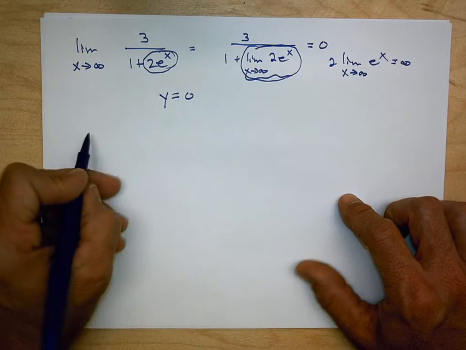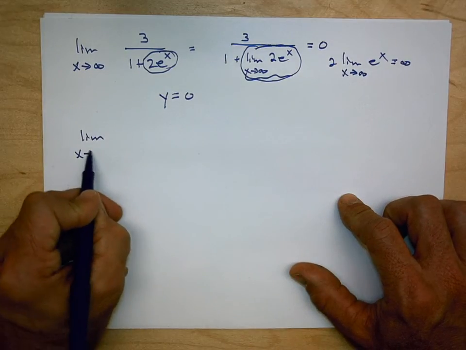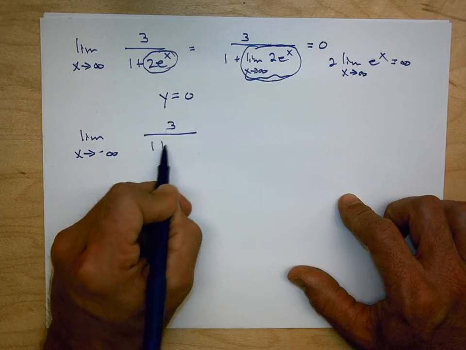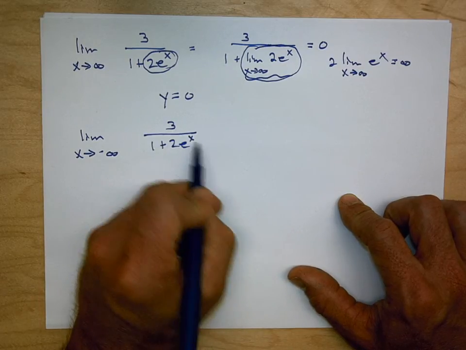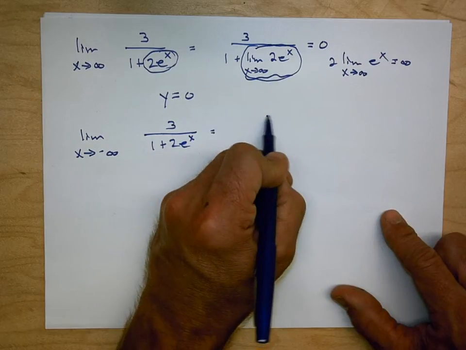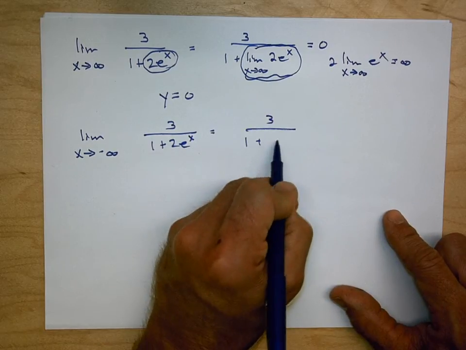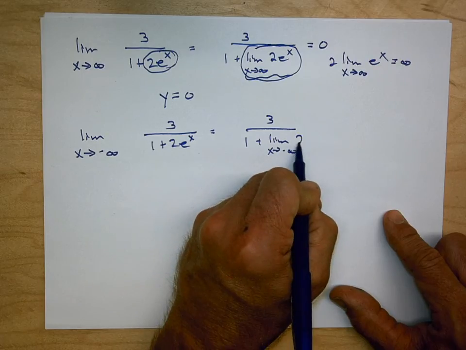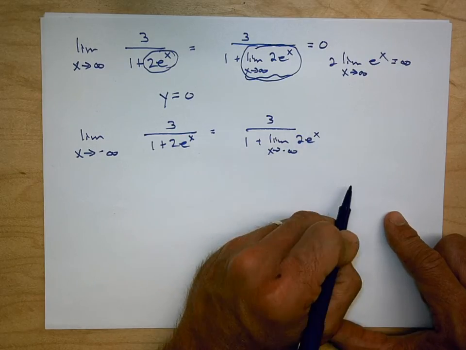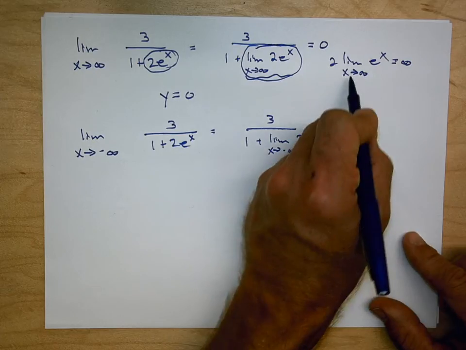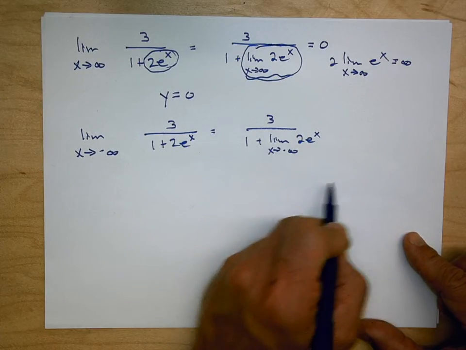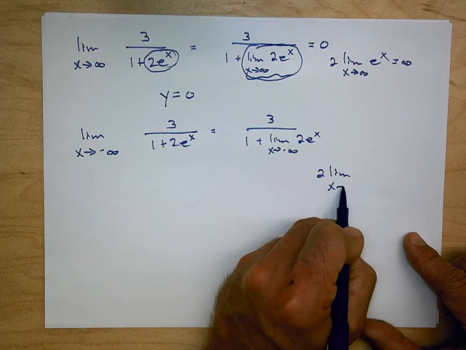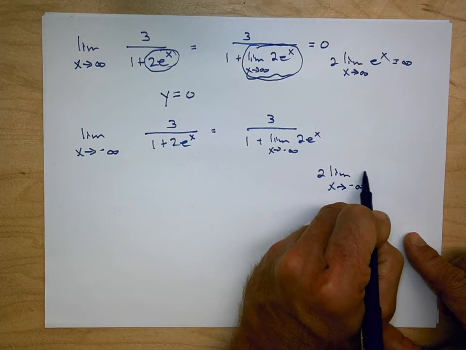Let's look at what happens when we go to the left. All right, so we have the same function, 1 plus 2 e to the x, and just like we did up here, we can rewrite that. Since the 3 and the 1 are constant, the only thing that's going to move is this piece right here, which we could rewrite as 2 times the limit as x goes to negative infinity of e to the x.